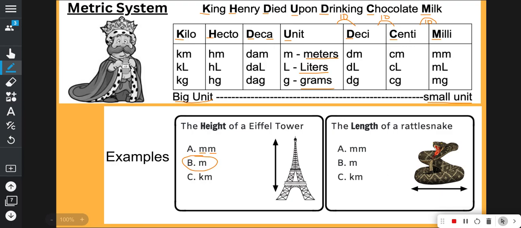The next one is the length of a rattlesnake. Well, a rattlesnake isn't terribly big, so elbow to floor is probably not going to be the best measurement to get an accurate one. We'd probably measure this one in millimeters.